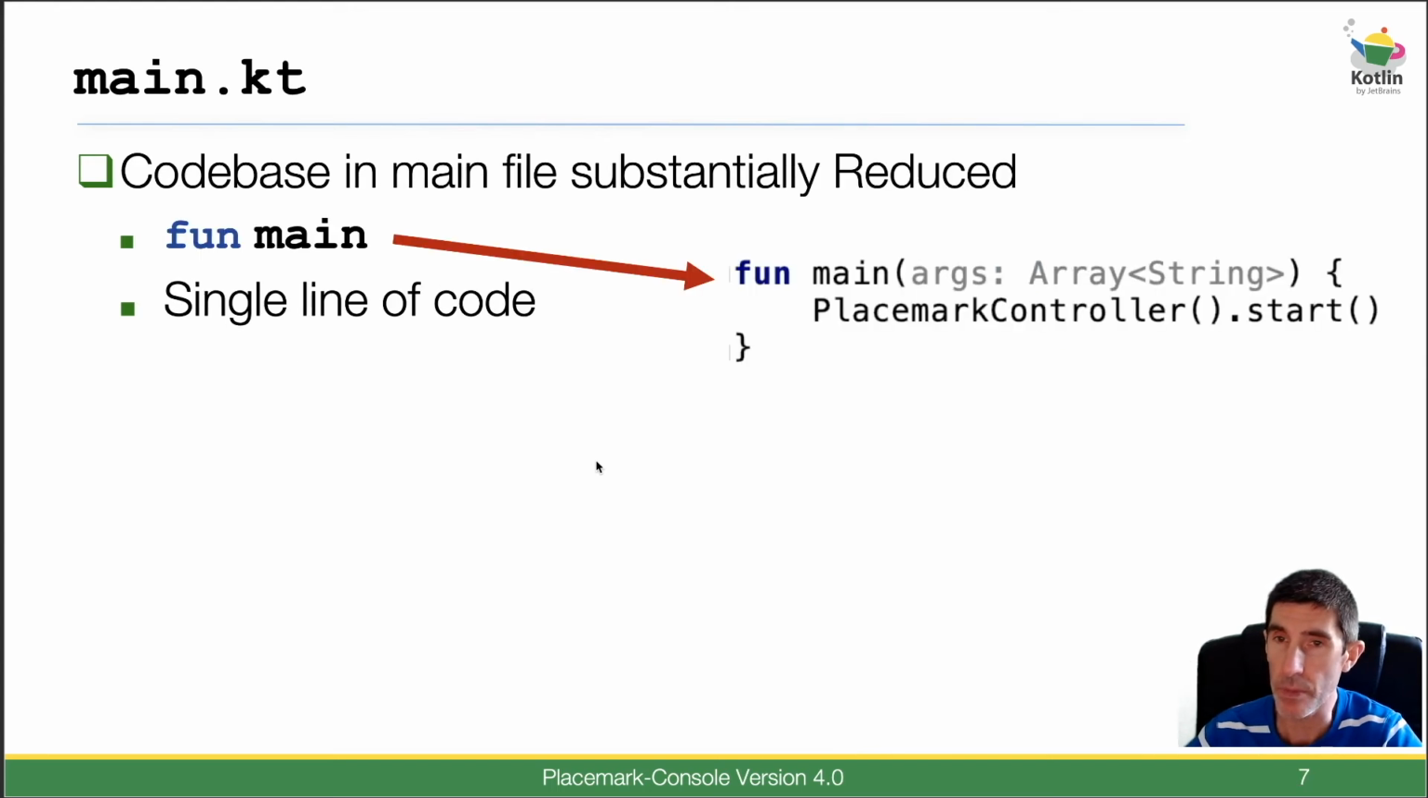Okay, to look at the main files and main classes, in our main.kt, same as last time, we have just one instance of our placemark controller, and we call the start function, and that essentially kicks off the whole application. So no changes there really from version 3.